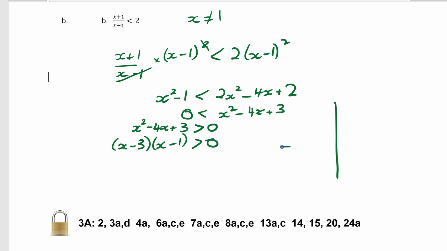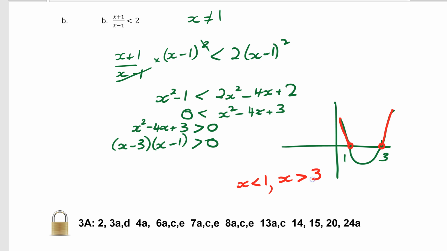And we can see we've got the parabola cutting at 1 and 3. We want where that parabola is greater than 0, which is here and here, but because it's not an equality, we've got an open circle there. So our answer is that we want x to be less than 1, x to be greater than 3. So have a go now at these in 3A.